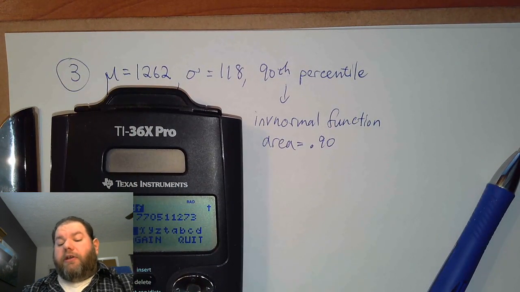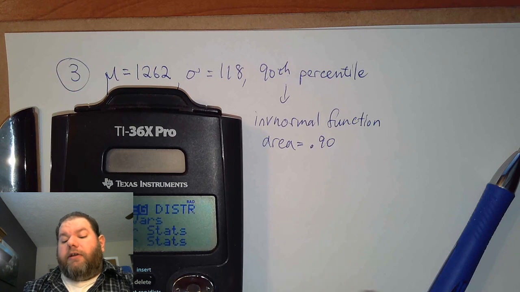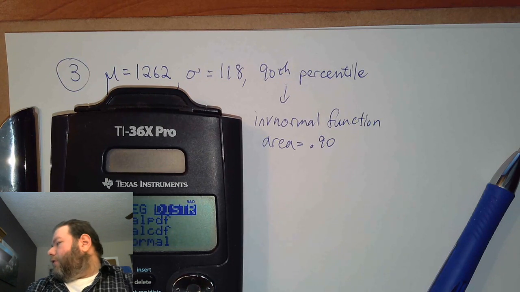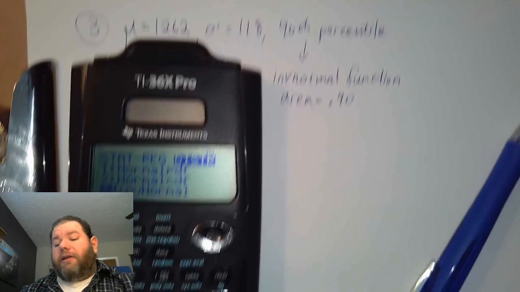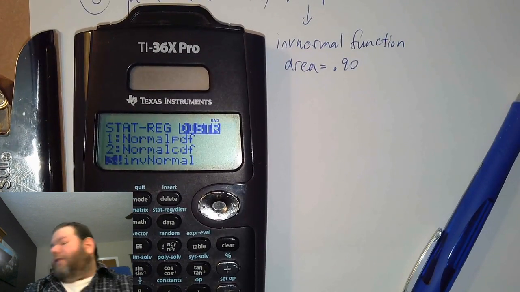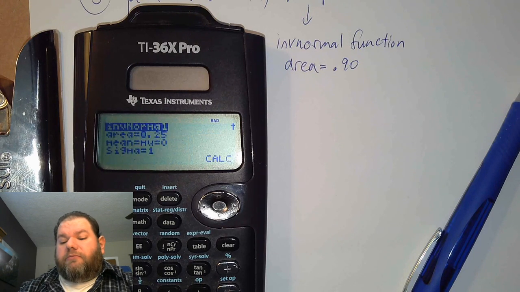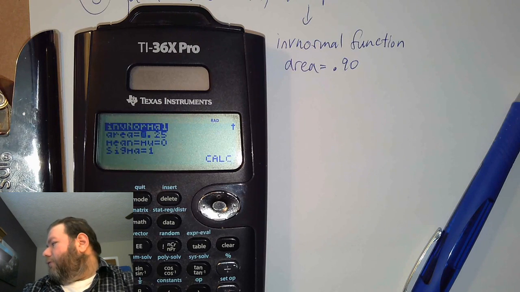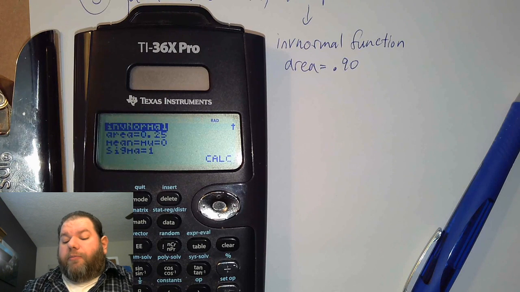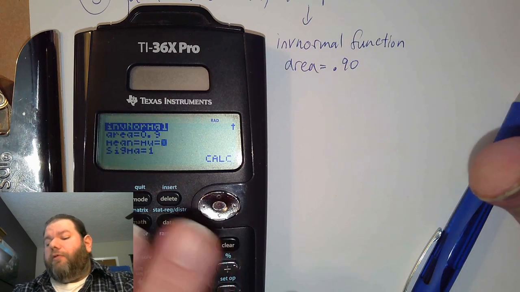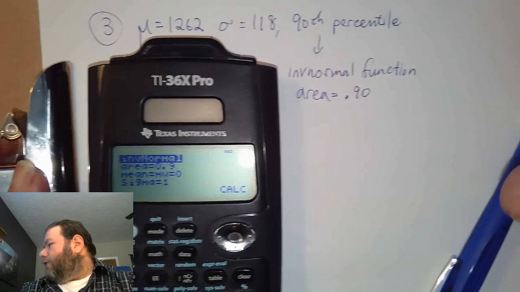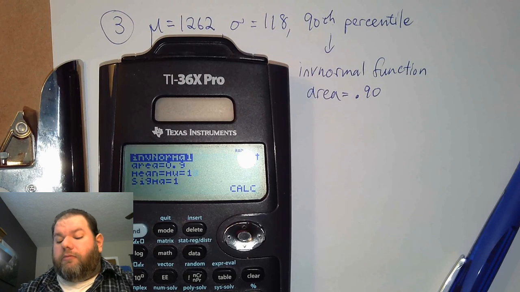Most of the work here is done in the calculator. The second data, distributions, and we see our third, let me get my head out of the way. See, our third option is inverse normal there. So press enter and go in and say area. So we say 0.90 is our area. We fill in our mean, which we said, I moved the whole thing down. Our mean is 1262. And our sigma, that's our standard deviation, is 118.